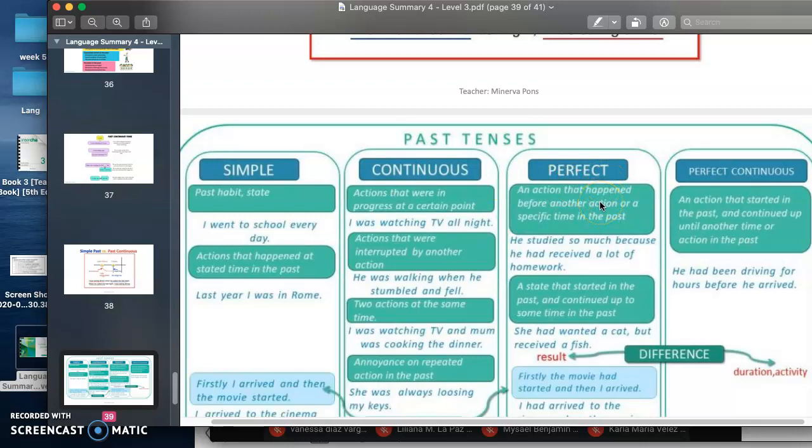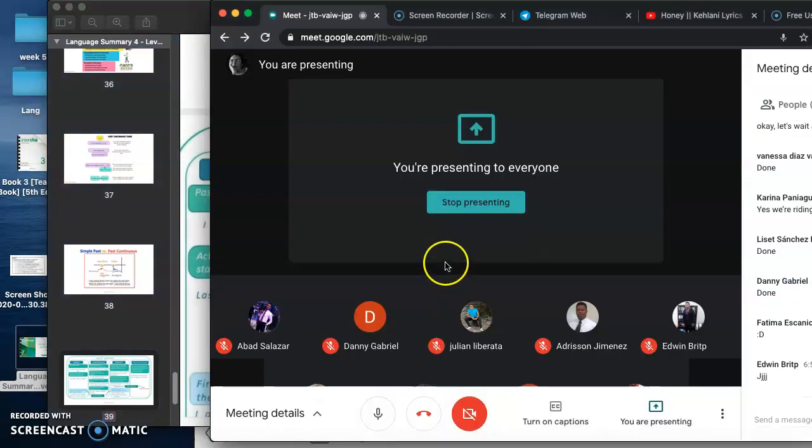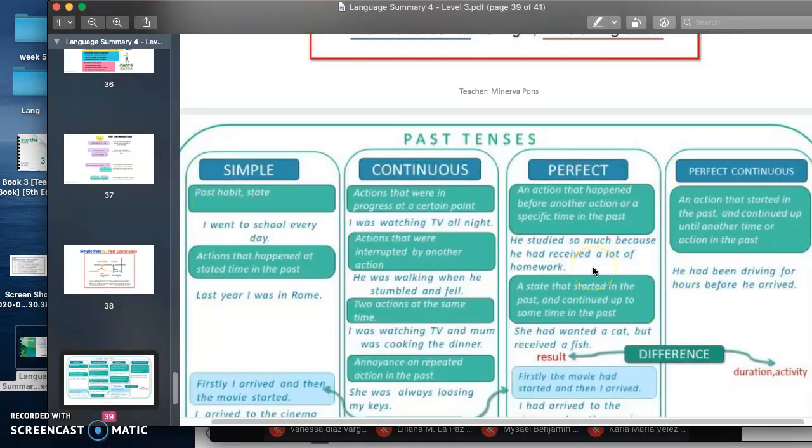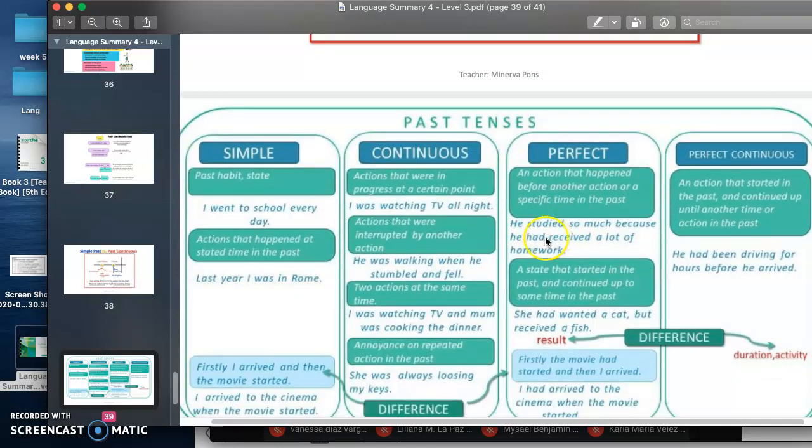Again, we use the past perfect for an action that happened before another action or at a specific time in the past. For example, he studied so much because he had received a lot of homework. So first, of course, he had received the homework, and then he studied. So this happened first and then this happened later, which is basically what this tense wants to express. Here we talk about an action and then the result of the action.